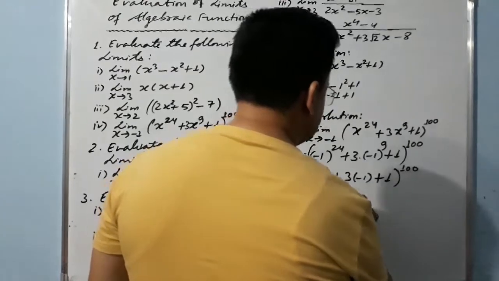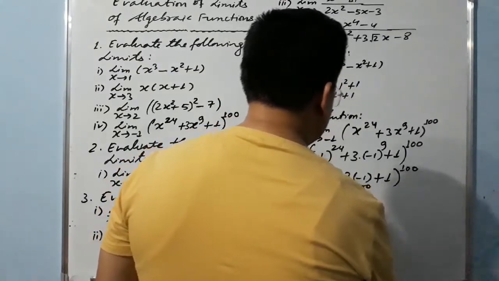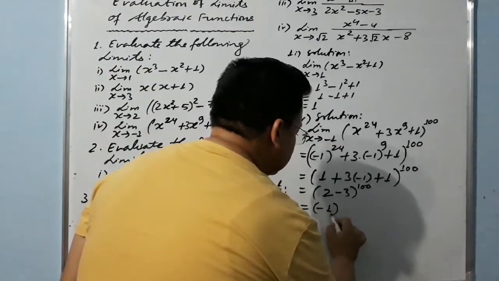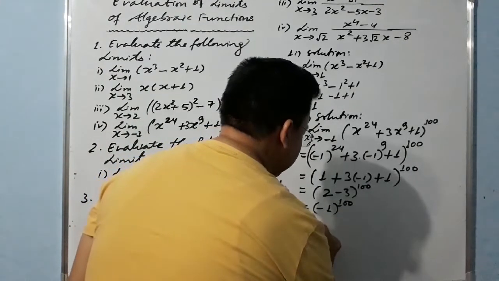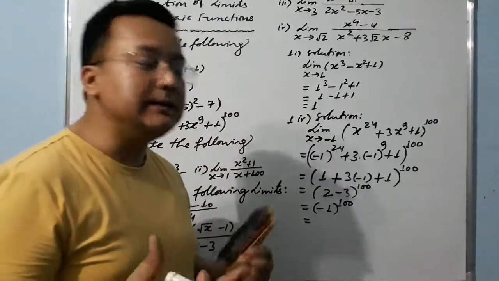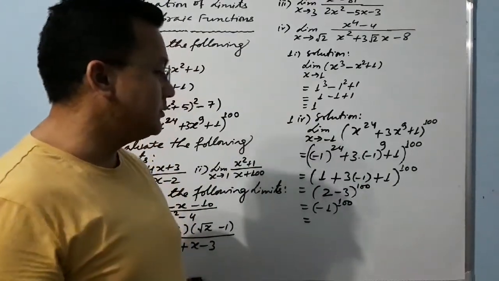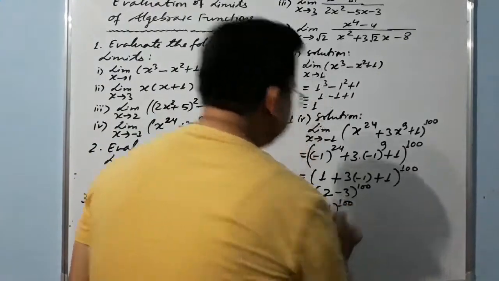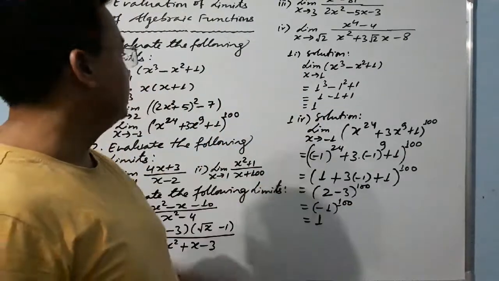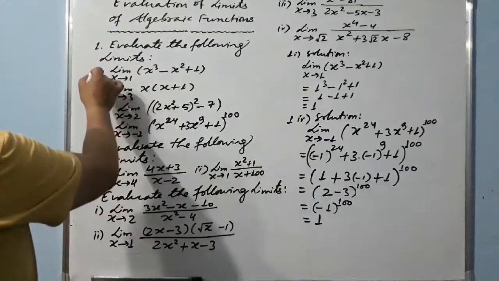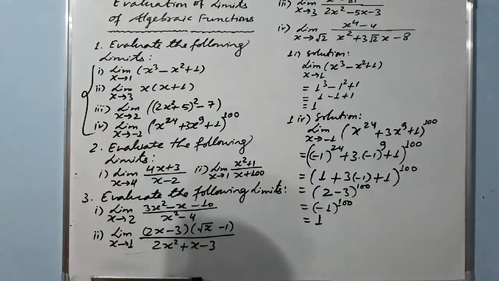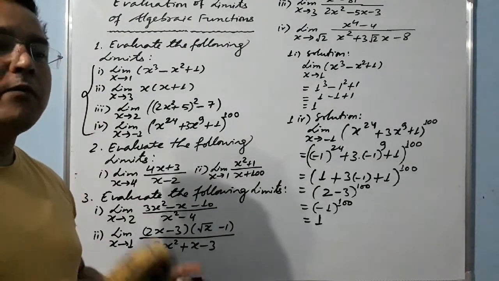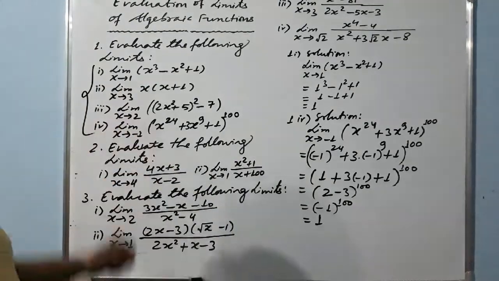This is 1 plus 3 into minus 1, which is minus 3, plus 1, equal to minus 2... raised to power 100, which is minus 1 raised to power 100. You know, 100 is an even number, and minus 1 raised to an even number means positive 1. This 1 is the limit of this function. These are very simple questions, right? So I think you understood how to find the limit of this type of very simple question.